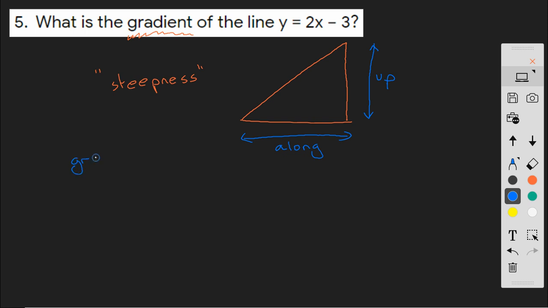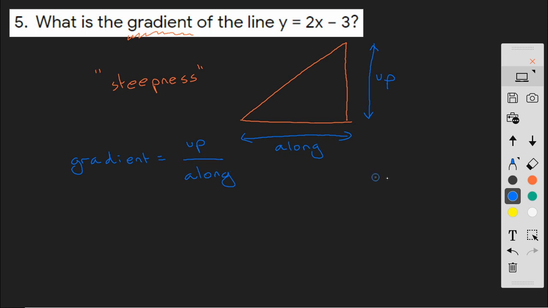So gradient is up divided by along. So the further we go up, the steeper our slope is and the bigger the gradient.